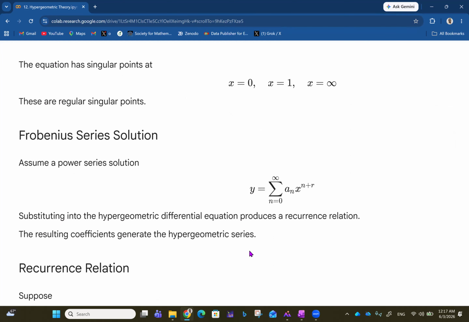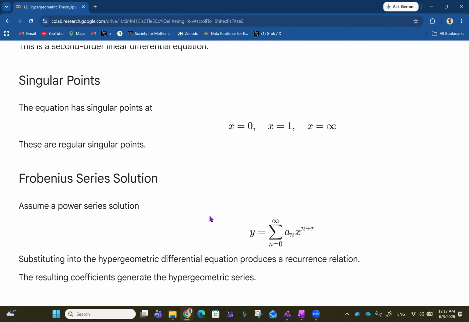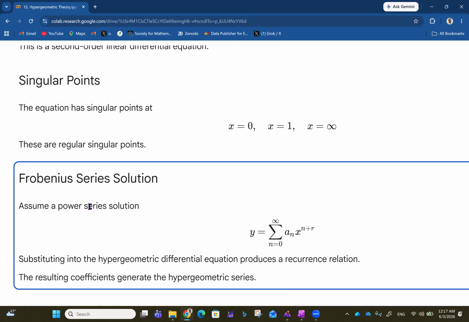And from there we can talk about the Frobenius series solution, which I took care of in the playlist on differential equations. For the Frobenius series solution, we assume a power series solution y equals the summation from n equals 0 to infinity of a sub n x raised to the power n plus r. If you substitute into the hypergeometric differential equation, it produces a recurrence relation, and the resulting coefficients generate the hypergeometric series. So this means we differentiate it one time.